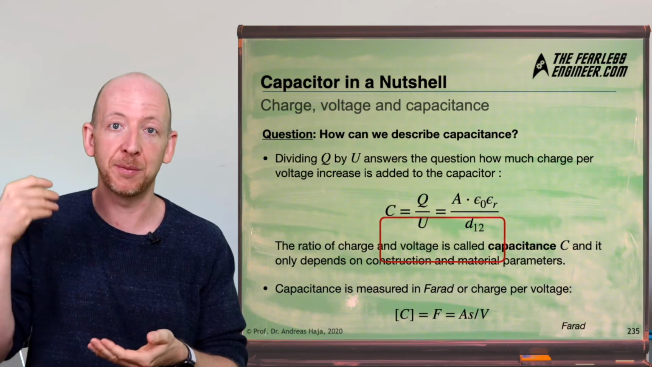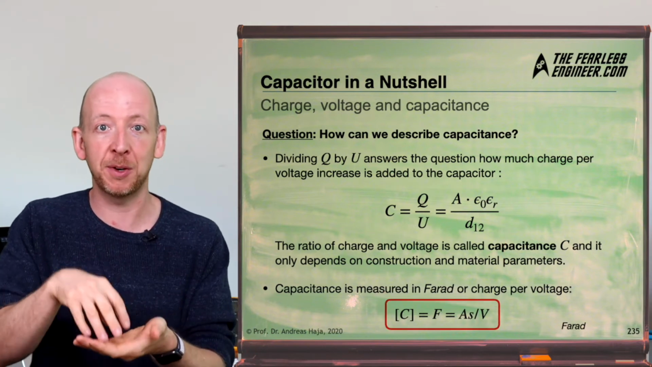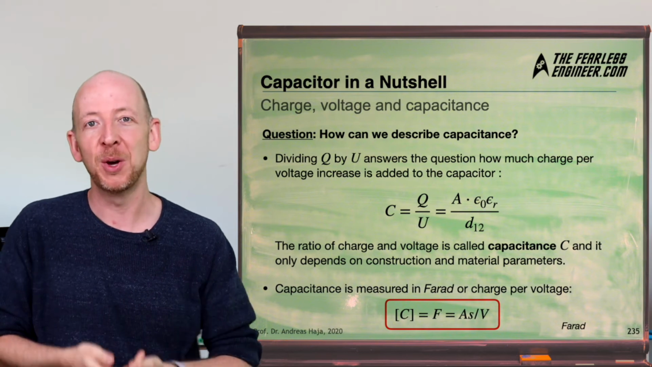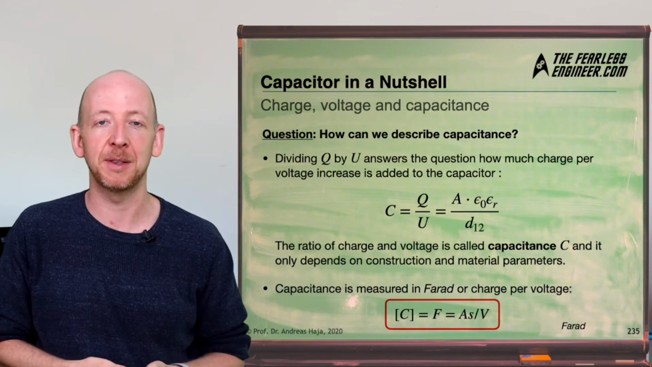And as with current and voltage and resistance, capacitance has its own unit name as well, which is called farad, after Michael Faraday, who is regarded as one of the most important experimental physicists of the 19th century.